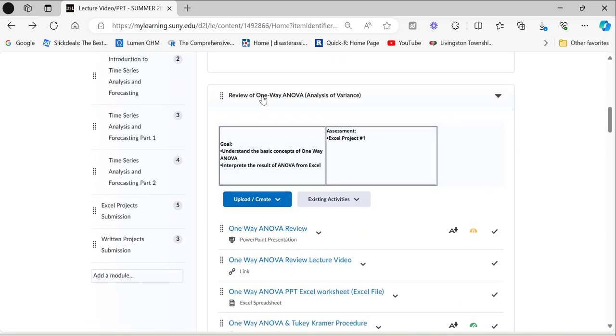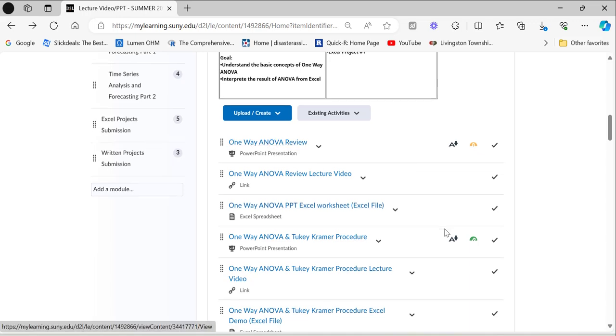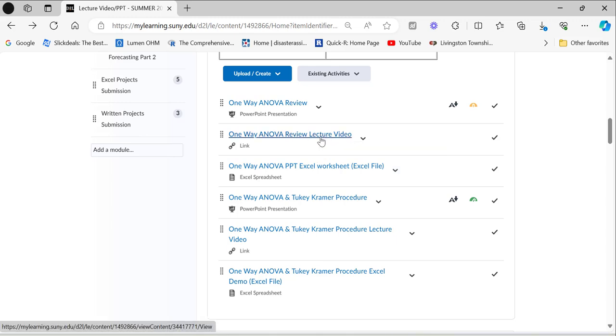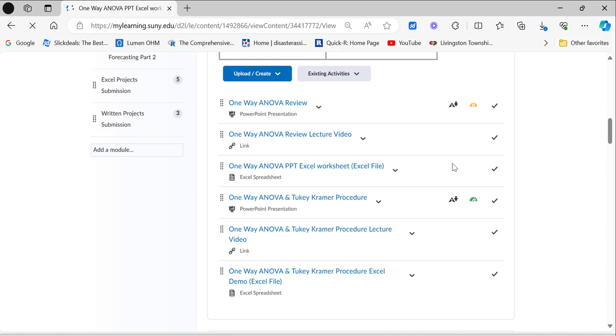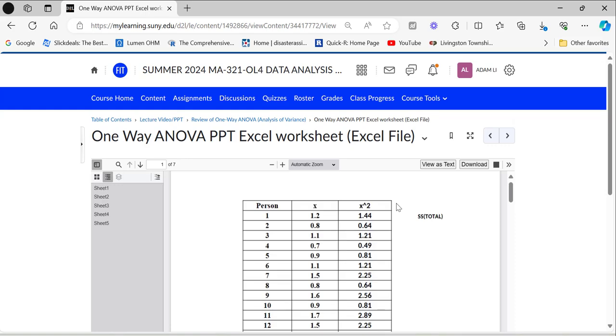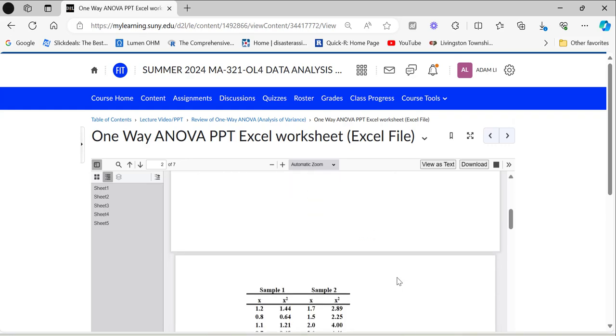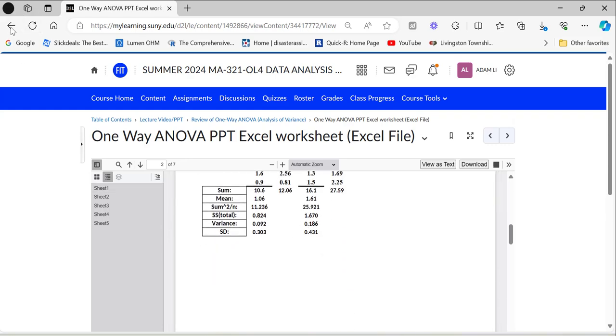And then the next one is a review of one-way ANOVA. You also go over this. You probably learned this in MA 222 already, but I do post the one-way ANOVA PowerPoint. And the next one is the lecture video. And then the third item I want to show you is the Excel file. So basically, because Excel is an important element in this course, you're going to learn how to analyze the data set using Excel. So I usually just post all the files here, so for you to have access, right?